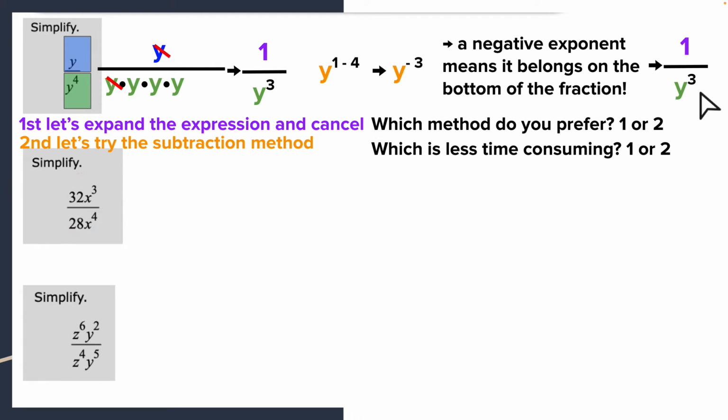So this is simplified. That's just as far as I can go. I want to show you that second method, also the subtraction method, so you can see which one will cause fewer errors.